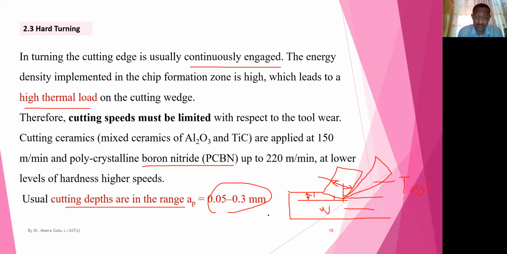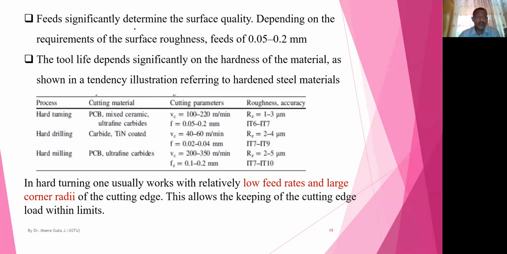We have a maximum limit for the cutting speed when machining these ceramics or hard turning using mixed ceramic and titanium carbide cutting tools, and boron nitride cutting tools. So feed significantly determines the surface quality. The feed rates, up to 0.05 up to 0.2 millimeter, can be applicable depending on the requirement of the surface roughness. The feeds during hard turning can reach a maximum of 0.2 millimeter.